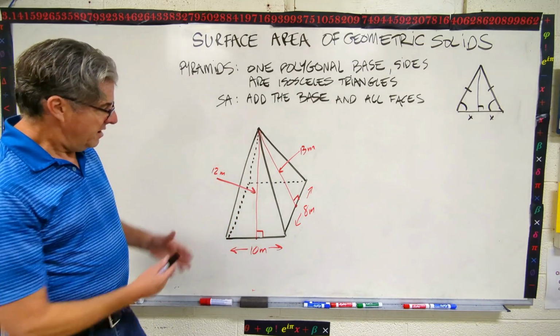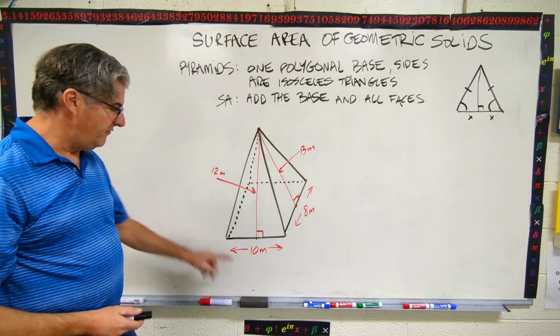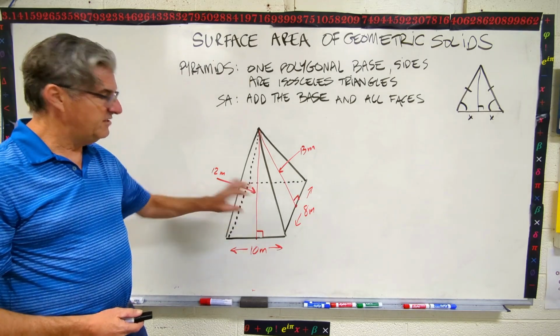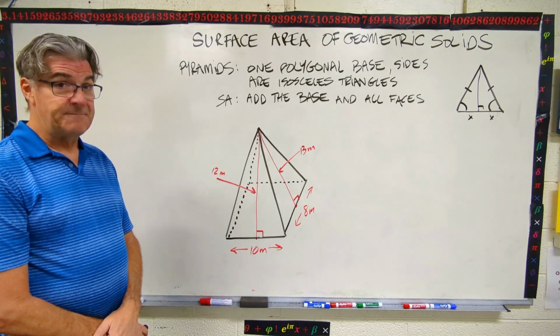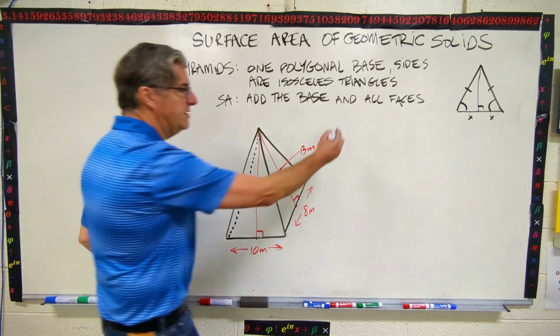So if we just break out this little triangle here, that triangle has a height of 12 and a base of 10. So we can use our triangle area formula to calculate that area quite easily. So let's take a look. This one should go fairly quickly. We're going to start with the base.